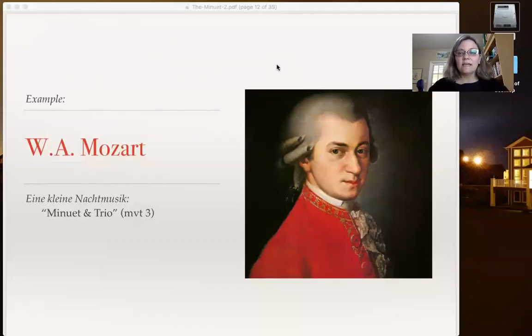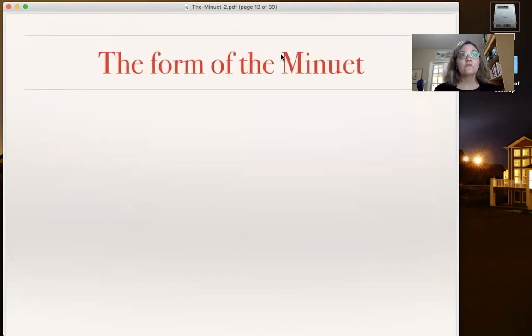All right, this is the second video about minuets. We ended the previous video talking about Mozart, his Eine kleine Nachtmusik, and we looked at the minuet from his movement 3. So I'm going to continue on from here and talk about the form of the minuet.